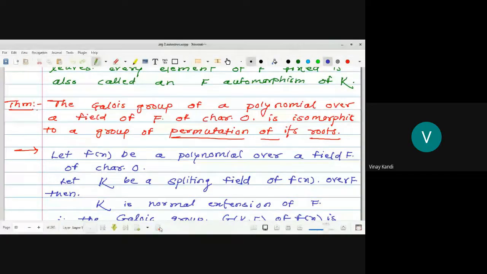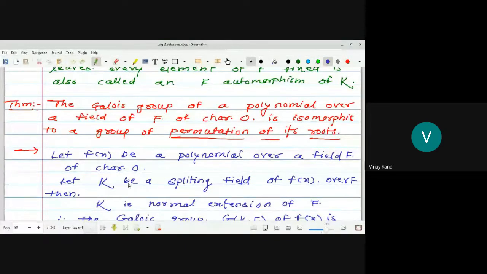Okay, in the last lecture, we saw a theorem: the Galois group of a polynomial over the field F, with characteristic 0, is isomorphic to the group of permutations of its roots. Okay, so look here.